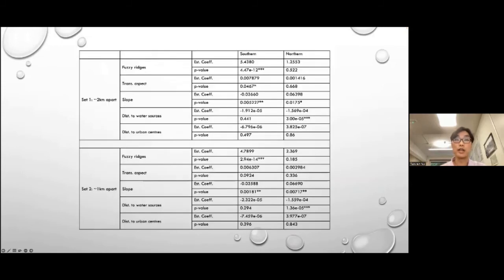Then if we go back to the really complicated table, there are different values of what we call p-values, assessing the significance of the model. If the p-value is below 0.05, it means the model itself is very significant. In this case, both the fuzzy ridges in both the sample sizes are quite significant. So I should be using them later on in my stage 3.